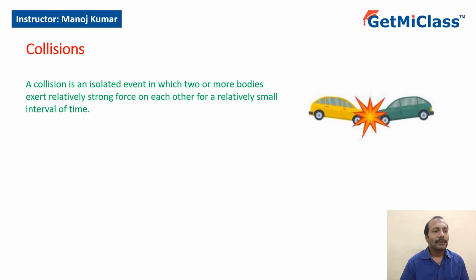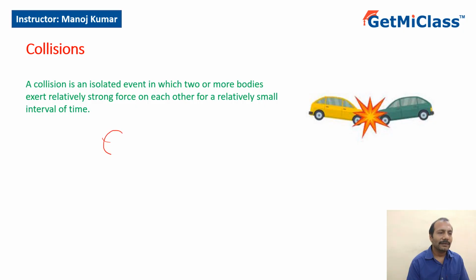Then let's look at collisions. Now what is a collision? A collision is an isolated event in which two or more bodies exert relatively strong force on each other for a relatively small interval of time. In other words, a collision can be defined as interaction between two bodies for a very short period of time. So if there is interaction between two bodies for a very short period of time, then we say it is a collision.